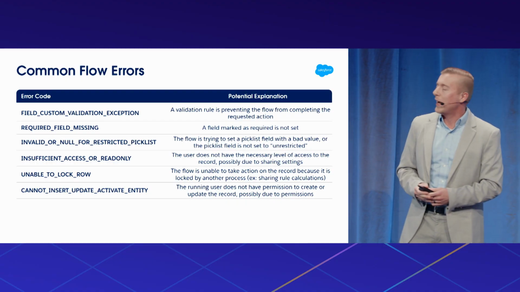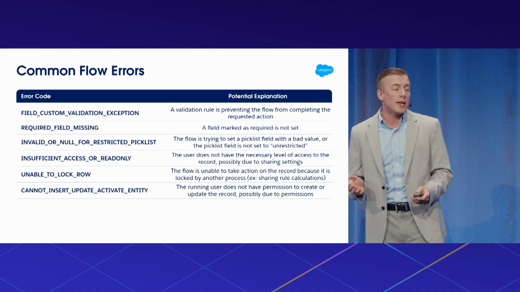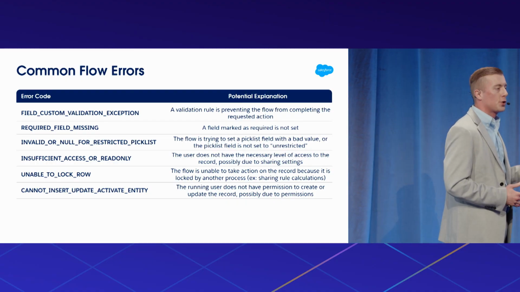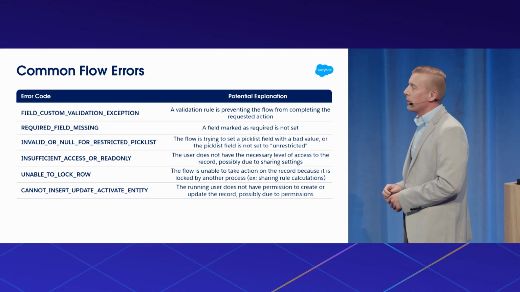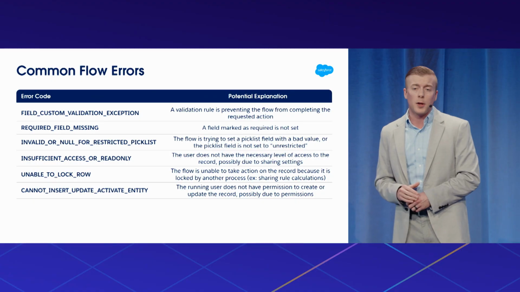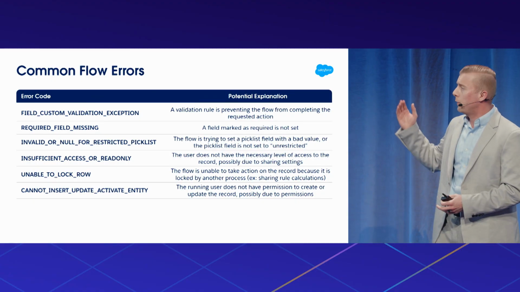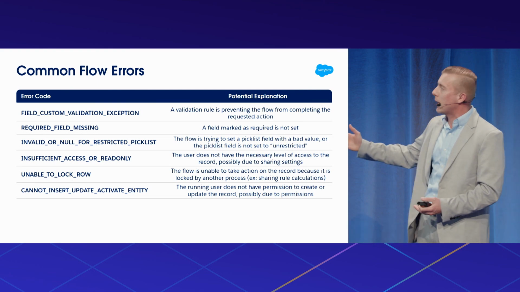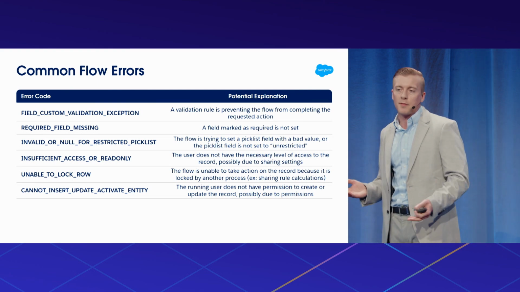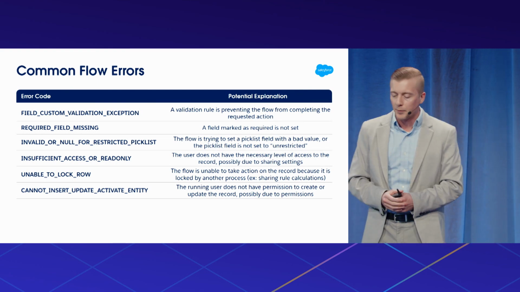So, FIELD_CUSTOM_VALIDATION_EXCEPTION. This normally means that your flow is trying to take action on a record, such as creating or updating, but it's running into a validation rule and getting stopped. So maybe what you need to do is make sure your flow is in compliance with that validation rule. Fill out certain fields. Maybe if the flow can't be in compliance, you skip that step entirely. And on rare occasions, maybe you have to update the validation rule because it may be outdated.